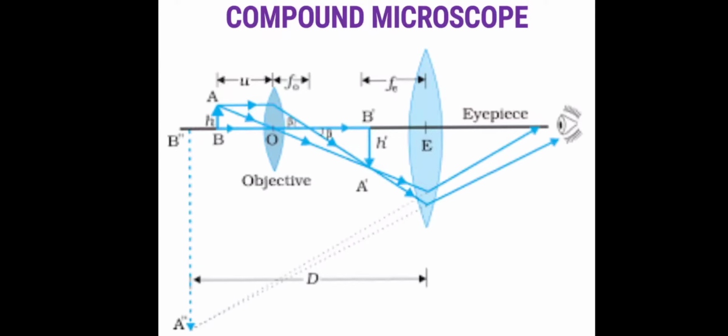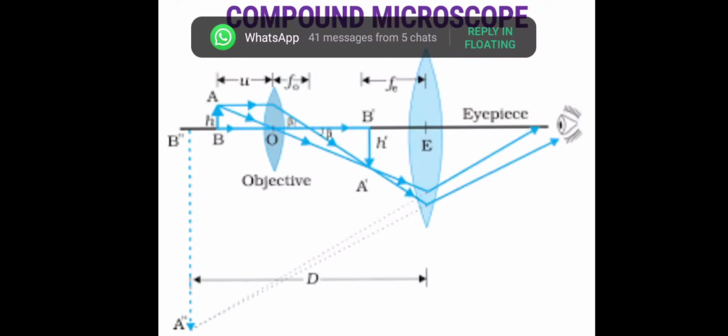See, there are some very small objects, and we need to study them very clearly. In such a condition, we need a highly magnified image of that body. That's why we use this type of microscope to get a highly magnified image of such bodies. That is called a compound microscope.